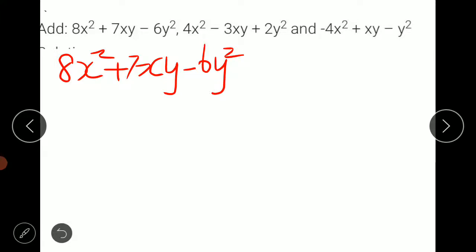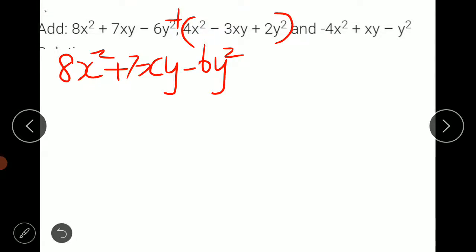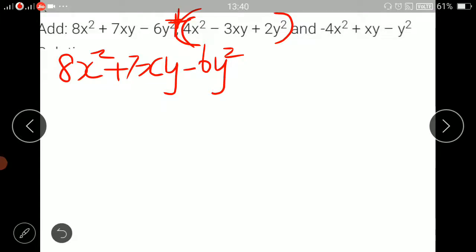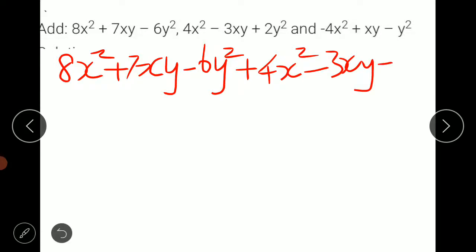Okay, now we are going to add only. Is it? Addition means actually we place plus, and this plus to all these 3 terms. So when we open the bracket, there won't be any changes. Remains same. Plus 4x square minus 3xy plus 2y square. So that's why directly we are copying plus 4x square minus 3xy plus 2y square.